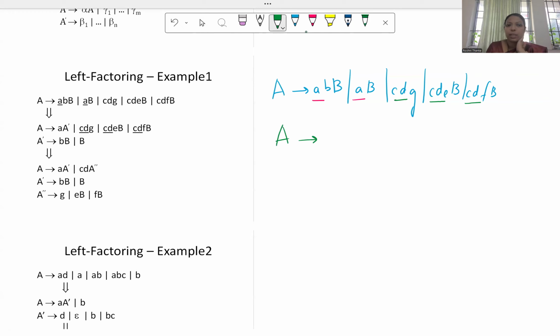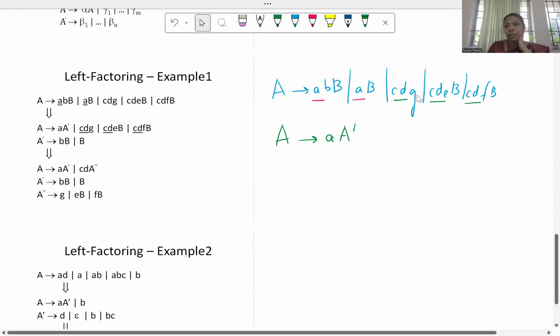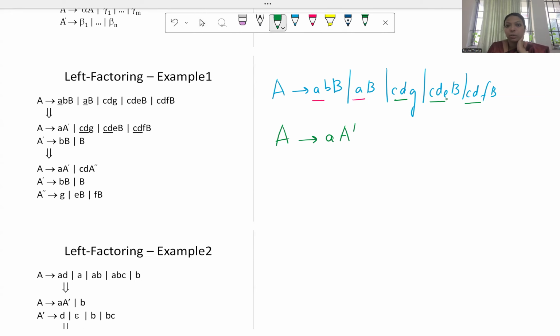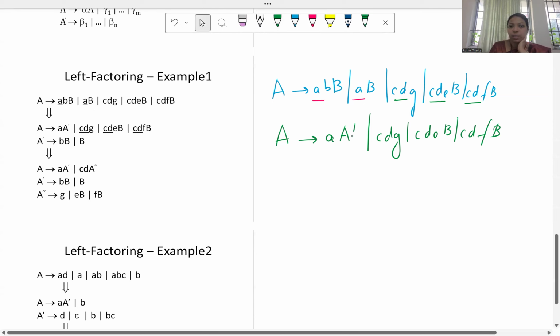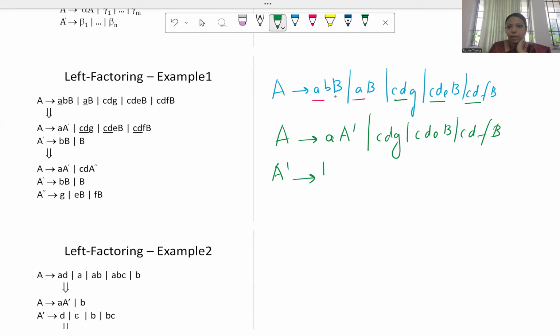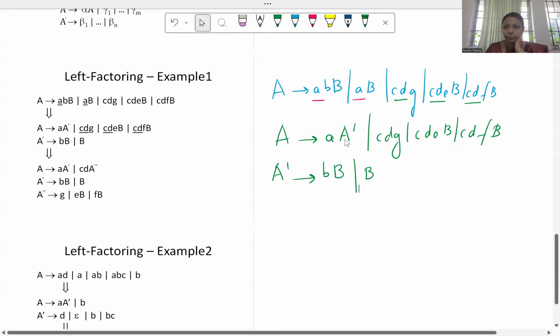A tends to, first let us take A as common, and then introduce a new non-terminal and write the remaining thing as it is. The remaining thing is this, right? It doesn't start with A, so you have to write accordingly: CDG, CDEB, CDFB. And now I have to say what this A dash is. A dash tends to... here A is taken as common. The remaining thing present there is capital B, or else b. Now this is the new thing.